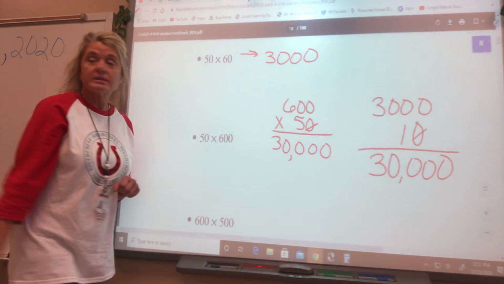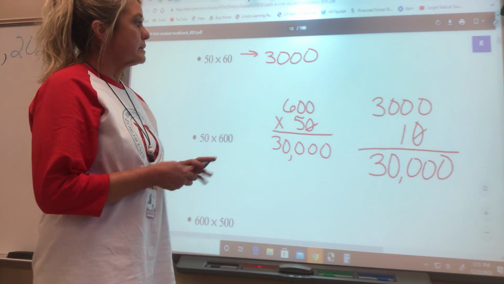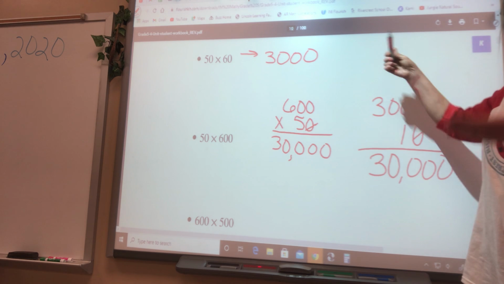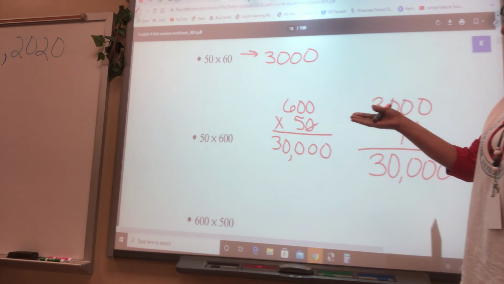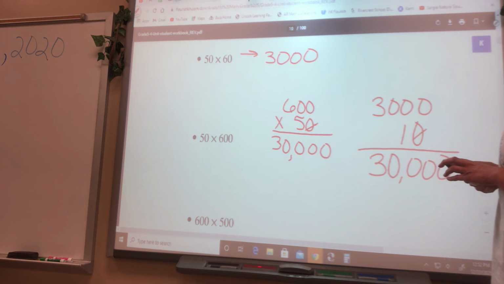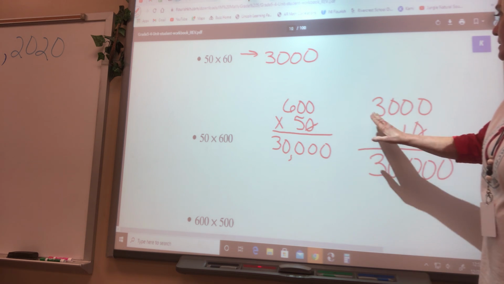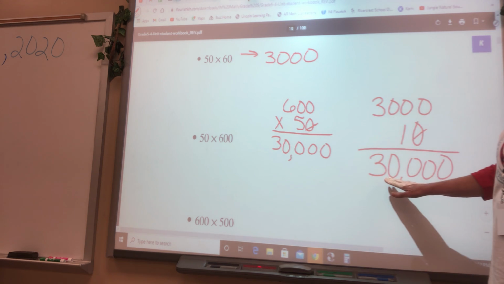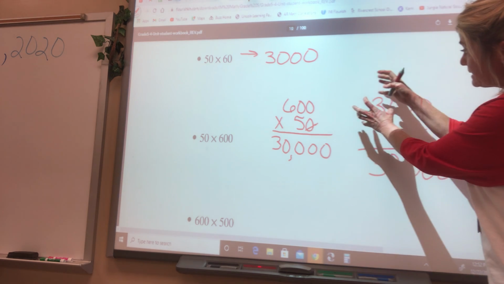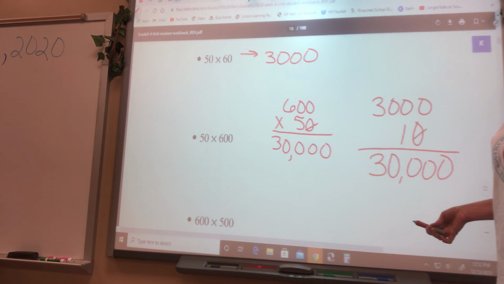Did I end up with the same answer? Yeah, I end up with 30,000 whether I take my previous number and think that I multiplied 50 10 more times and got 30,000. And I multiplied on this side 10 times 3 to get the 30. So I had already used that 0 when I multiplied the 10 times 3. So then I had 1, 2, 3 zeros that I hadn't used yet.